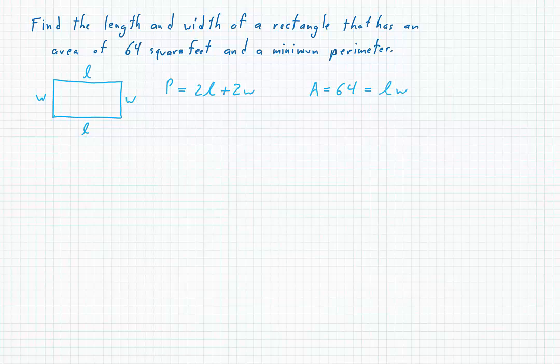So if we solve for one, let's say length, we'll find that length is equal to 64 divided by W. And if we substitute that back into our formula, we will get that 2 times 64 over W plus 2W is my perimeter. That is something that we can minimize. So let's rewrite this a little bit first. P is equal to 128 W to the negative 1 plus 2W.